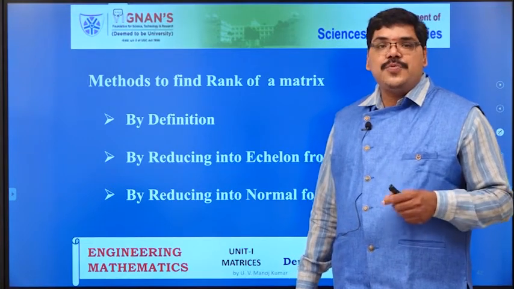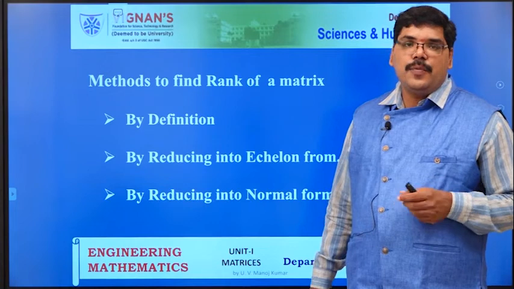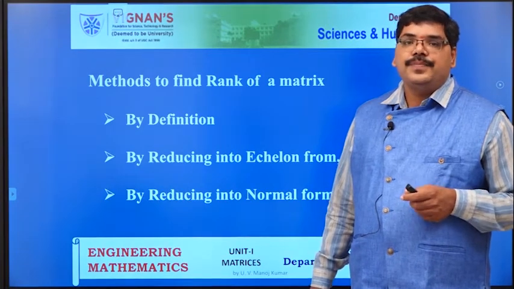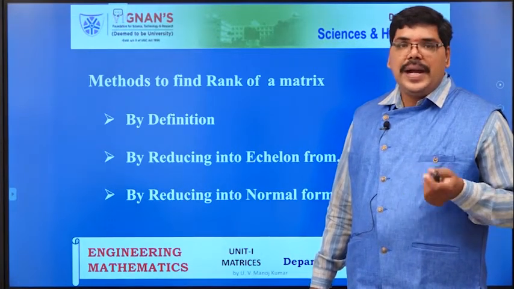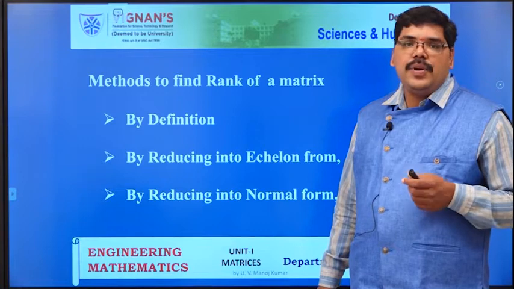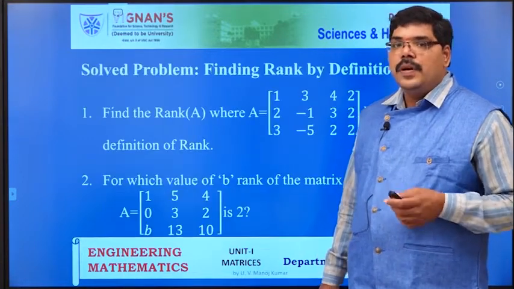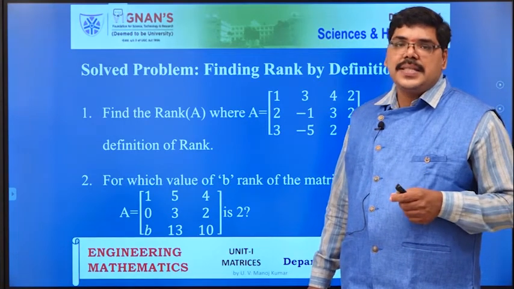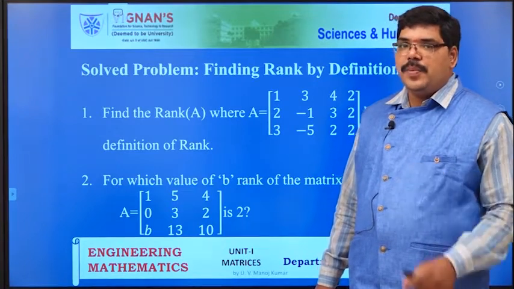What are the methods to find the rank of a matrix? There are 3 methods that we are discussing in this content. They are finding the rank by definition, finding rank by echelon form, finding rank by normal form. First we will see how to find the rank of a matrix using definition. See the problem on the board.